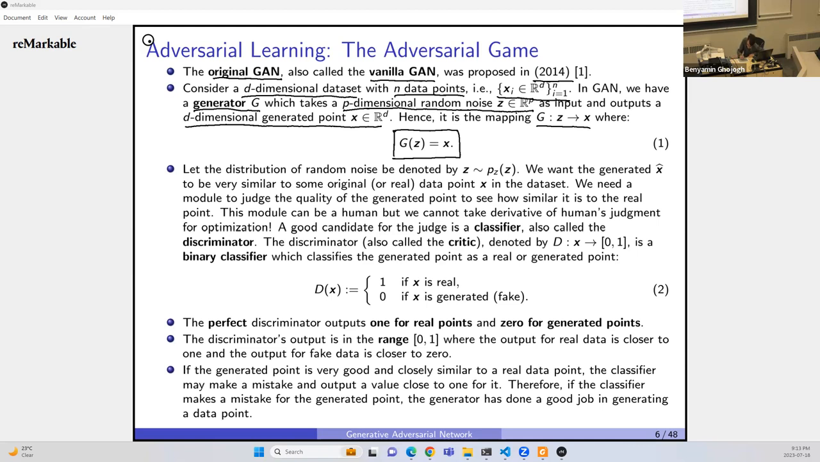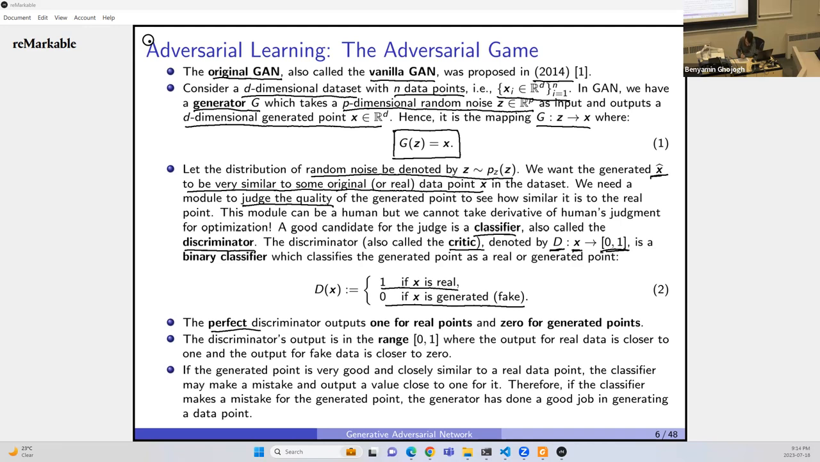Let the distribution of random noise be P of Z, a prior distribution of the latent noise. We want the generated X hat to be very similar to some original or real data point X in the data set. Again, we need a module to judge the quality. So we can use a classifier or discriminator, also called critic. We denote it by D. It takes X as input and outputs either 0 or 1. 0 means, for example, it's generated or fake. 1 means it's real. So it's a binary classifier.